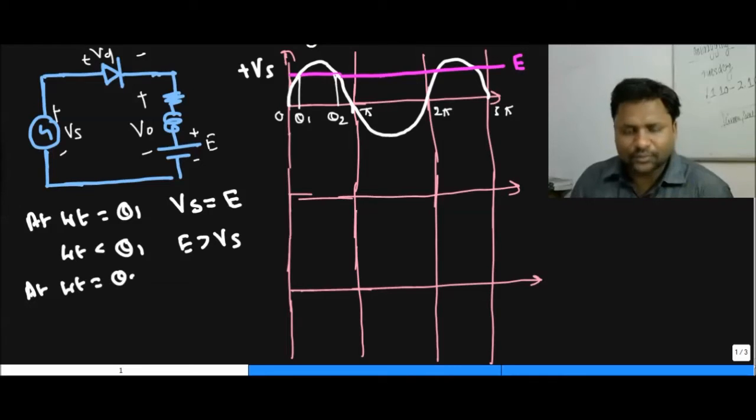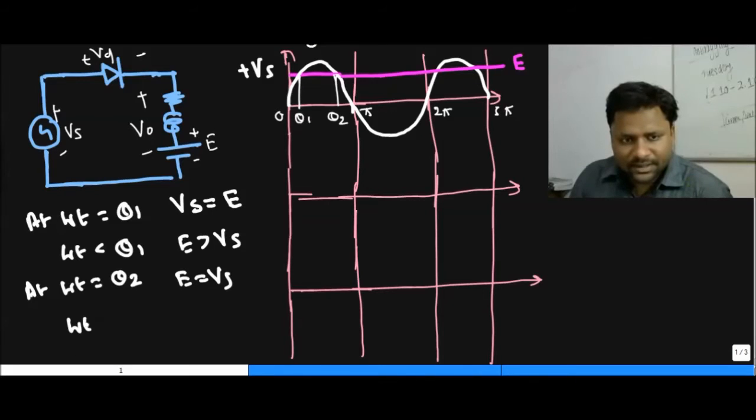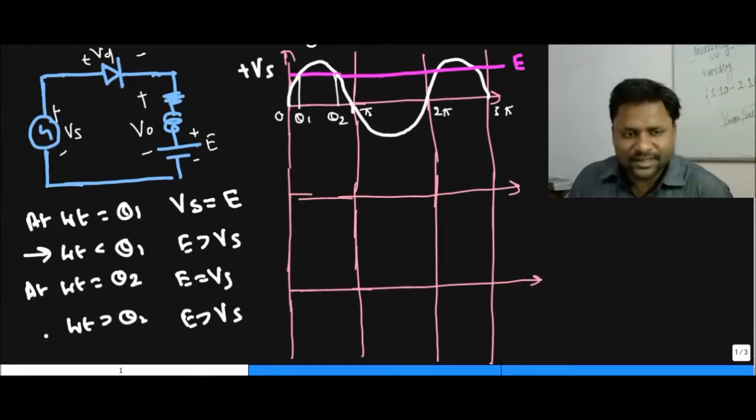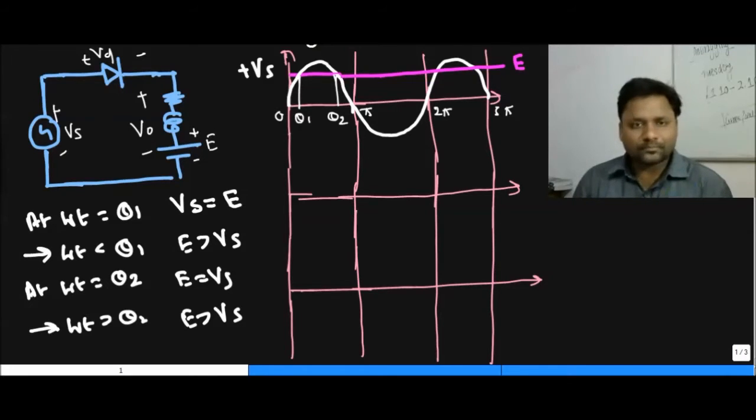And similarly at omega t equals theta 2, E is equal to Vs, and for omega t greater than theta 2, we can say that E is again greater than Vs. As per this waveform, after omega t is greater than theta 2, E is greater than Vs. That means the diode becomes off. So this is case 1 and this is case 2. We can say that the diode becomes off.